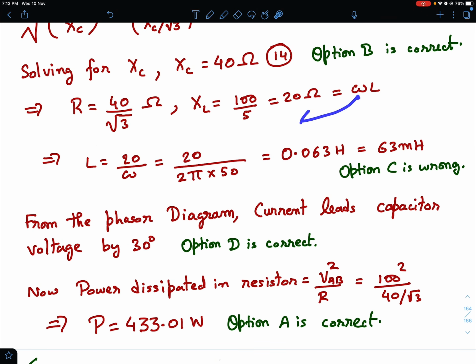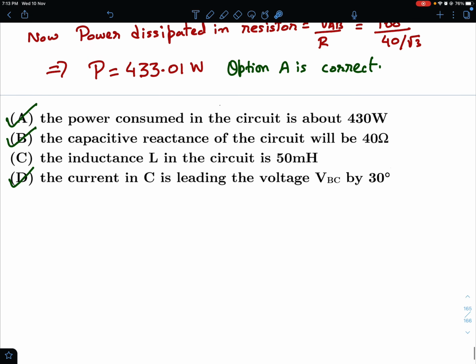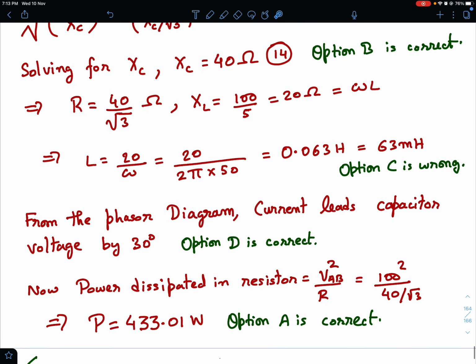So inductance will be then 20 divided by omega, or 20 divided by 2 pi times frequency. Your frequency was 50 hertz. So if you calculate, this comes out to be 63 millihenry. So this is wrong. This says 50 millihenry. So option C is obviously wrong.